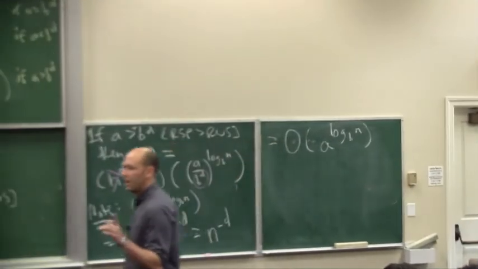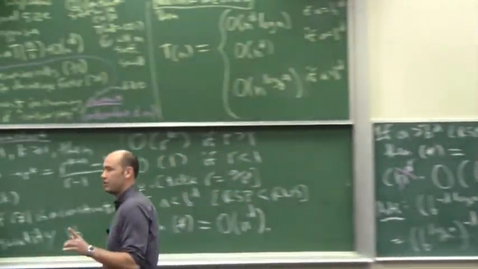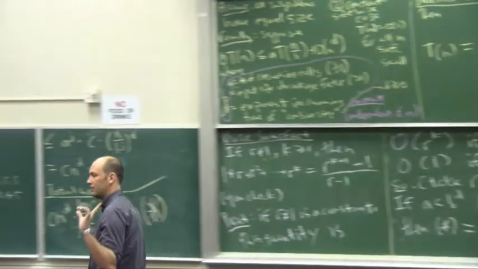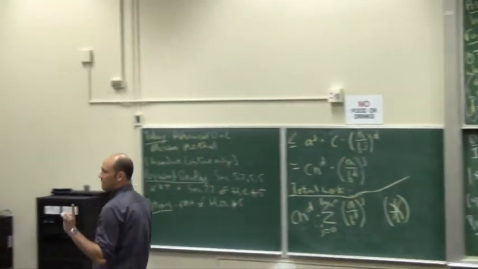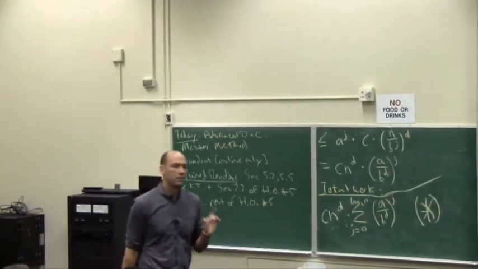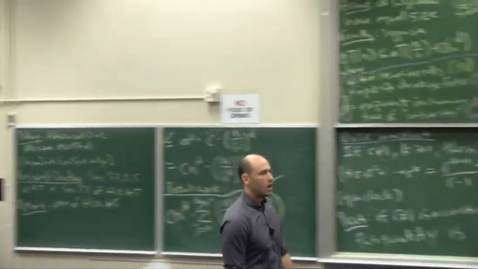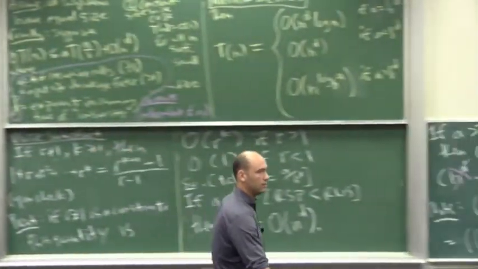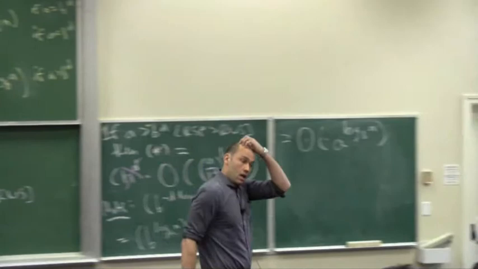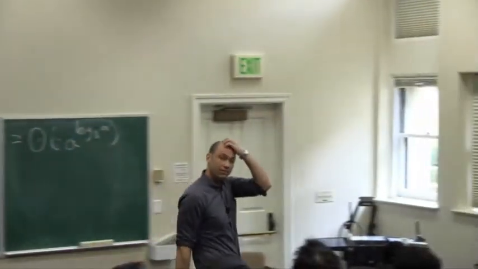And I apologize for erasing the recursion tree to make room to do the derivation. So what is the semantics of A raised to the log base B of n? Also known as what combinatorial quantity? That's the number of leaves here. That is the number of leaves of the tree.